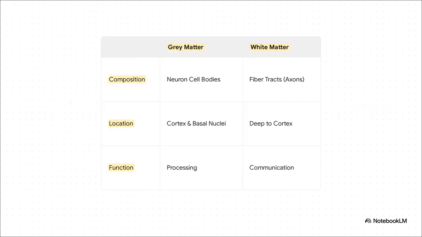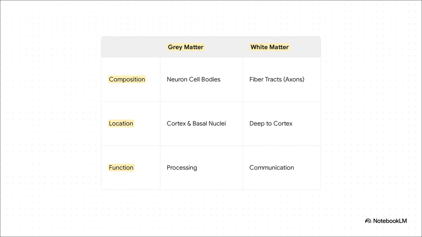So what's the real difference between them? Let's break it down. Gray matter is made of all those neuron cell bodies. This is where the thinking happens, the processing and cognition. You find it in that outer layer, the cerebral cortex, and also in these deep clusters called the basal nuclei, like the caudate and lentiform nuclei.